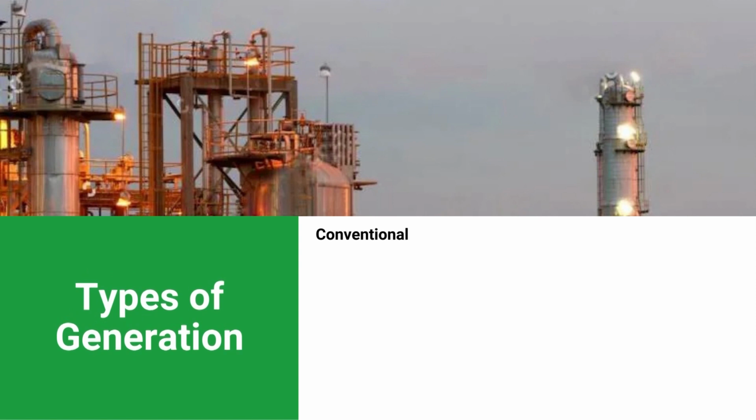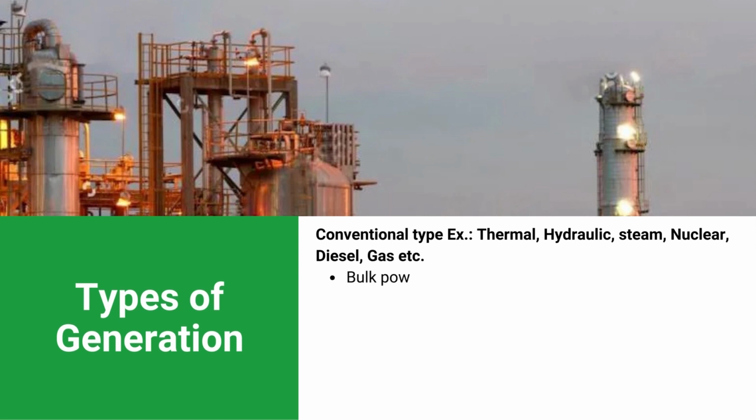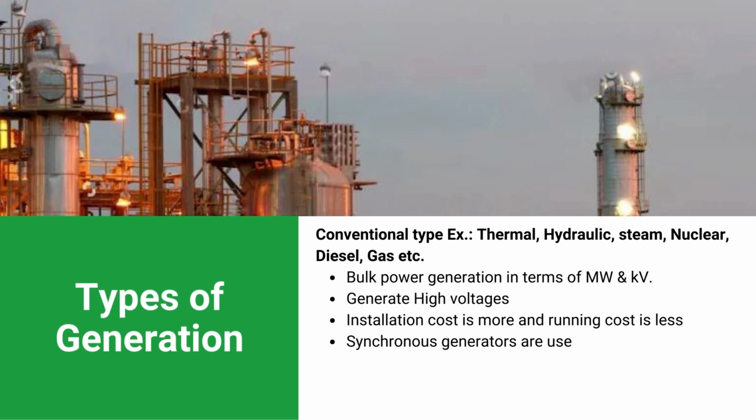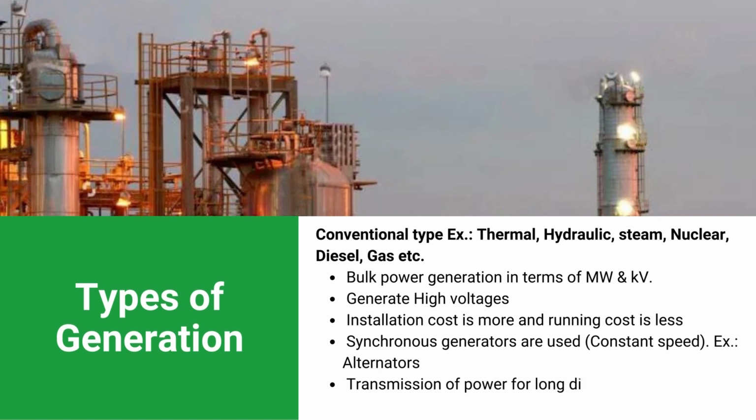Conventional type, for example, thermal, hydraulic, steam, nuclear, diesel, gas, etc. Like bulk power generation in terms of megawatt and kilowatt. It can generate high voltages. Its installation cost is more and running cost is less. Its synchronous generators are used at constant speed, for example alternators. It transmits the power for long distances and is then connected to the distribution system.